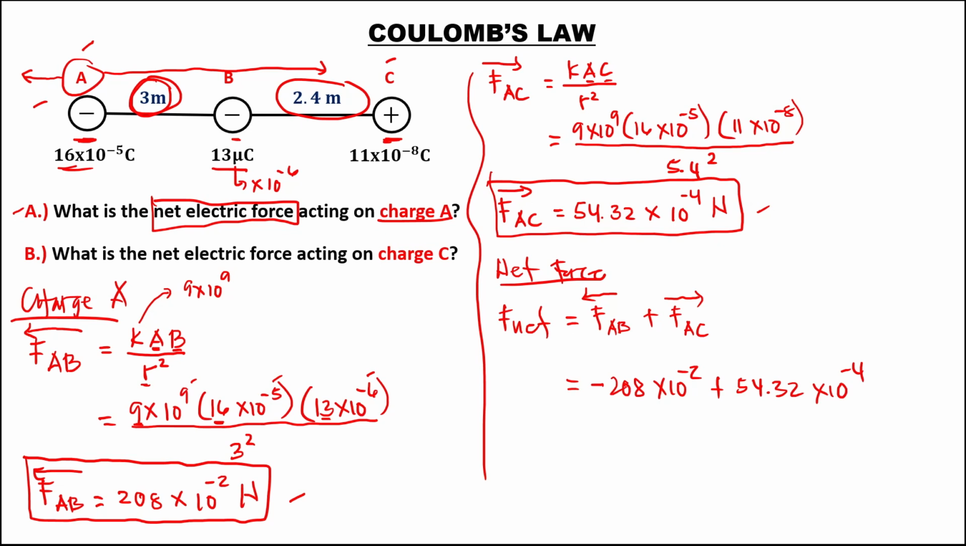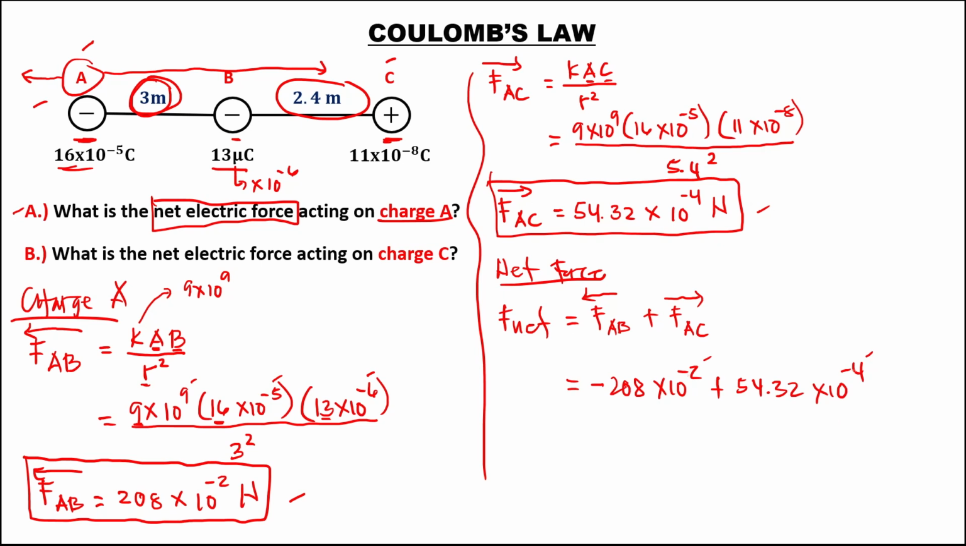Now observe that we cannot add these two numbers because they have different exponents. So we need to rewrite one of the numbers to make these two exponents equal. Always work on the smaller exponent. Since negative 4 is smaller than negative 2, we need to work on negative 4, and always move to the left.